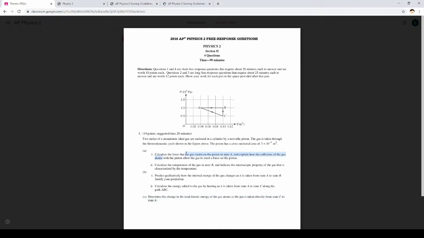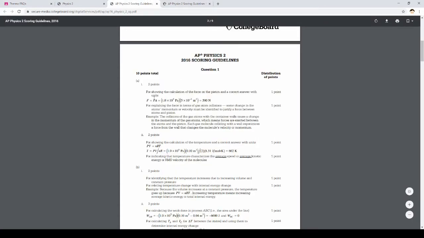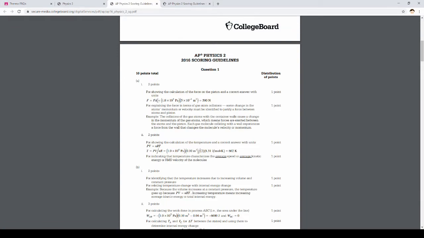There are 2 parts to this. We have to calculate and then we have to explain. The calculation is just a matter of using the definition of pressure, P equals F over A. So F equals P times A, and plugging in numbers. The explanation has to do with the atoms colliding with the surface of the piston. Those atoms have momentum. When they bounce off of the piston, they bounce off because there is a force exerted on them by the piston, therefore they exert a force on the piston.